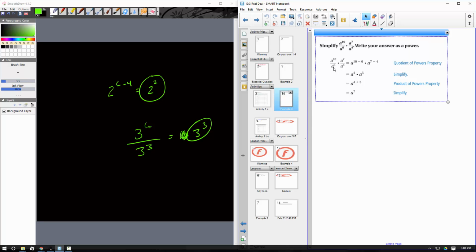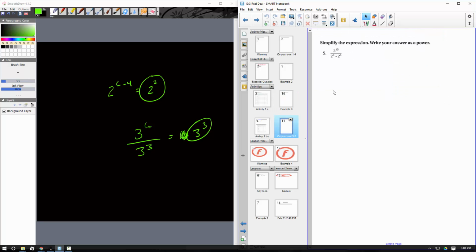Now notice how they set this up, which is totally fine to do as well. They have a to the 10 minus 6 times a to the 7 minus 4. And that would be a to the fourth times a to the third, and then they just add these together. So there's a few ways that you could solve these. So here's a couple of examples. Take a moment, pause the video, and see if you can solve this. All right, hopefully you got 2 to the 7th, d to the 5th, and 5 to the 8th.